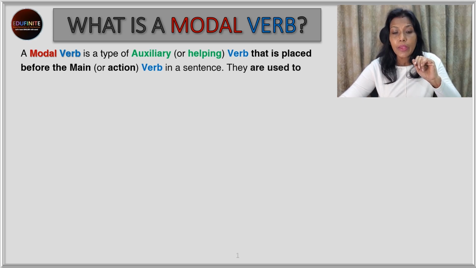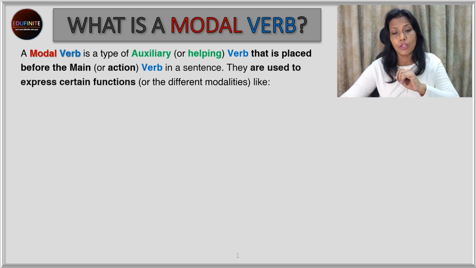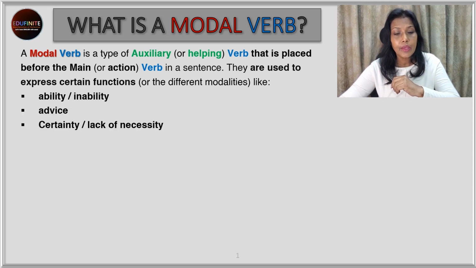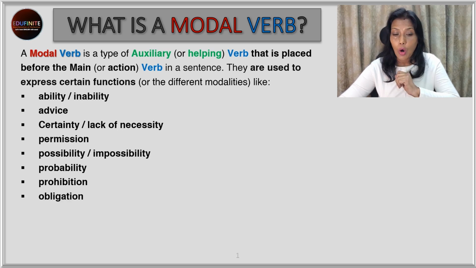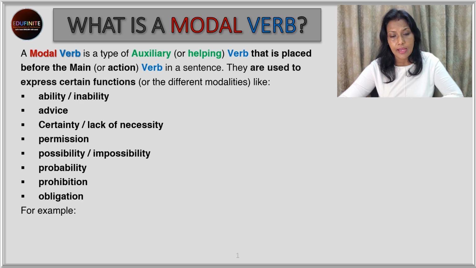Now, what are they used for? They are used to express certain functions or different modalities. These functions are also called modalities, like ability or inability, advice, certainty or lack of necessity, permission, possibility or impossibility, probability, prohibition, and obligation. There are many more; I've given you just a few of them so that you can understand.